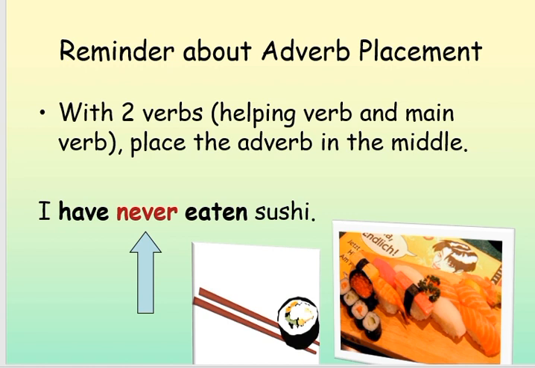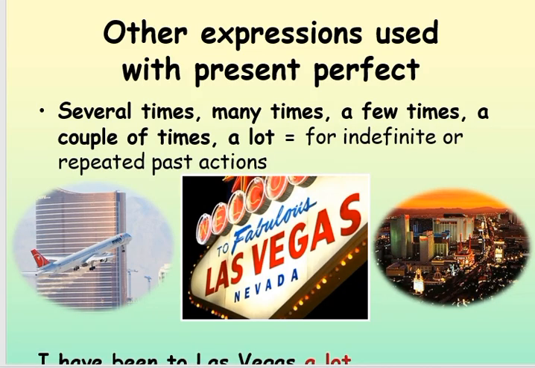The position of the adverb, or adverb placement, with two verbs, helping verb and main verb. We have two verbs, helping verb and main verb, in the present perfect. Place the adverb in the middle between the auxiliary and the main verb. I have never eaten sushi, and here never is the adverb. We use it between the auxiliary and the main verb. Okay, have is the auxiliary, eaten is the main verb.